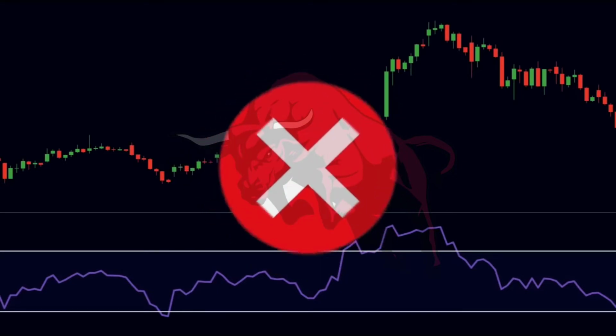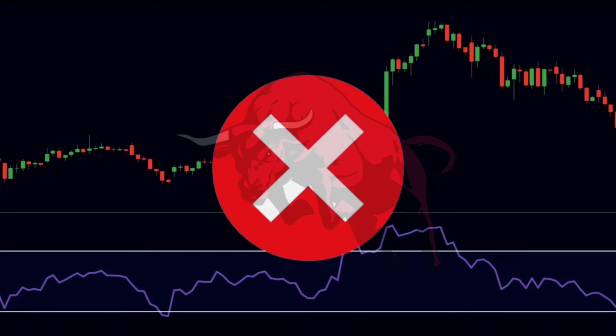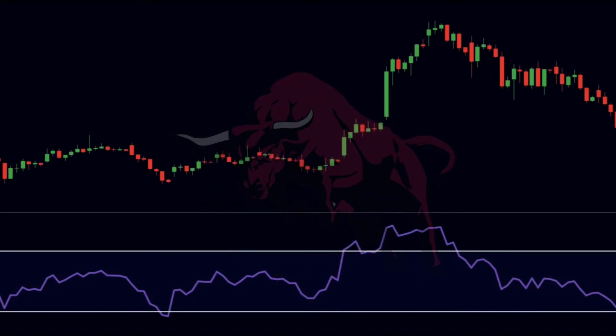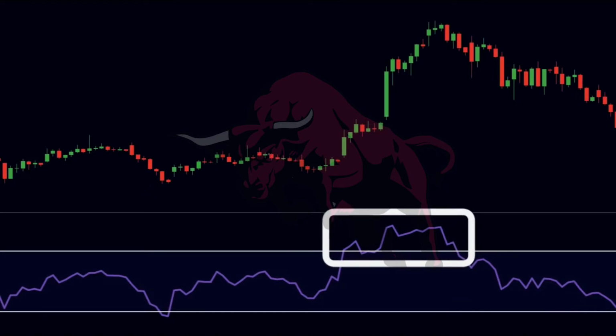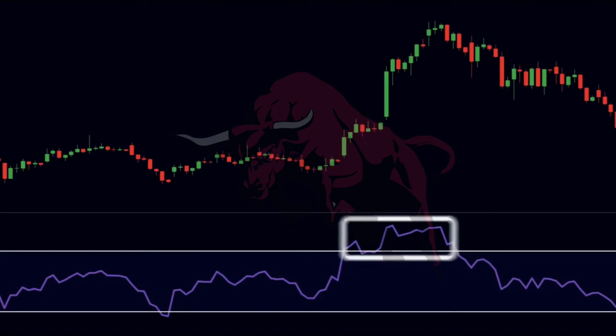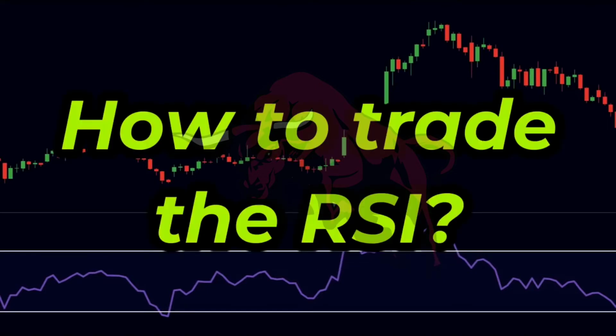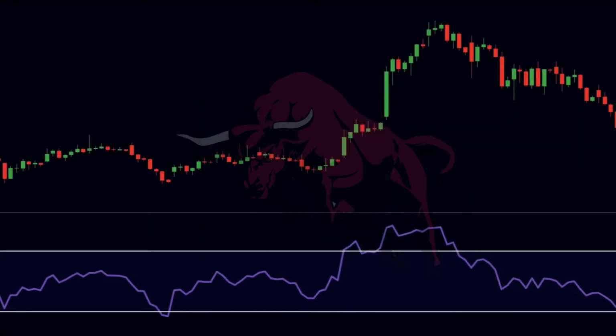But this is something very basic, and it does not work all the time. In fact, most of the time, we see that the price stays overbought and oversold for long periods of time before actually making a reversal. So, how should we trade the RSI? A more advanced approach will be to look for divergence.